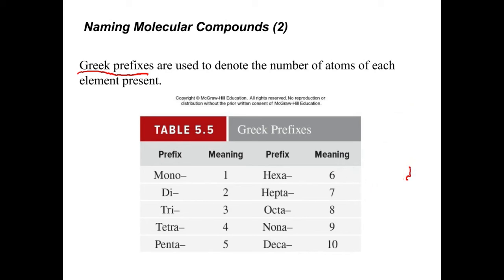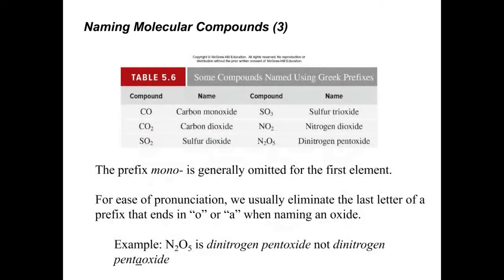So we're going to use these Greek prefixes to name molecular compounds. And again, just get to know these. Some examples here. Carbon monoxide tells me I have 1 carbon, 1 oxygen. Again, same example I used, carbon dioxide. Here, di tells me I have 2 oxygen. Sulfur trioxide tells me I have 3. Nitrogen dioxide, so I have 1 nitrogen, 2 oxides.